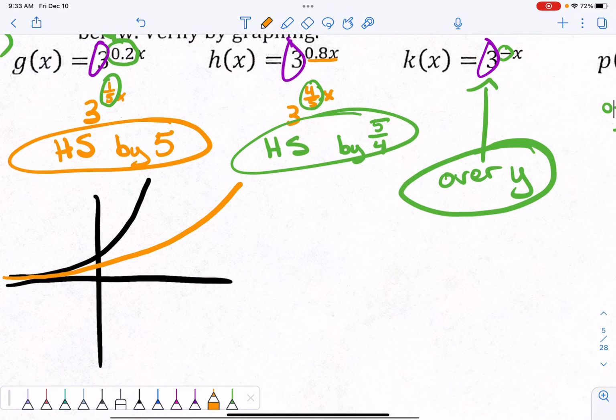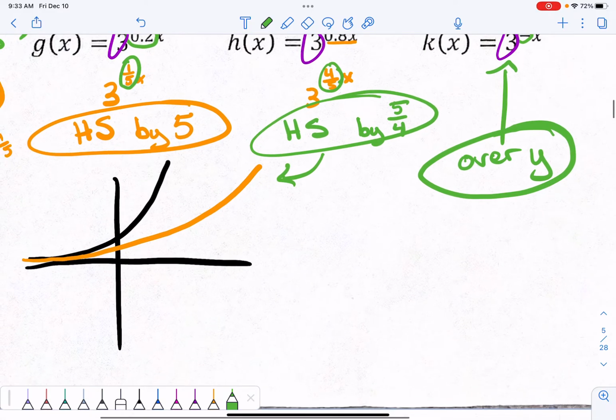Okay, this one is a horizontal stretch by a factor of 5/4. So we're still stretching it by a factor of 5/4 this time. So he's going to be stretched, but 5/4 is only 1.25, so it's not going to be as much of a stretch. It's not as much as the first one, but it's still stretching it a little bit.